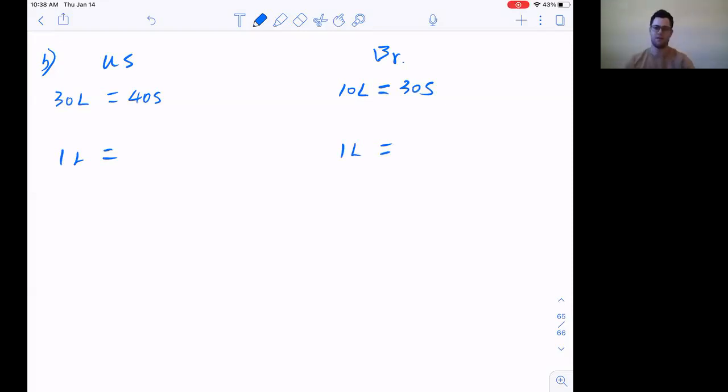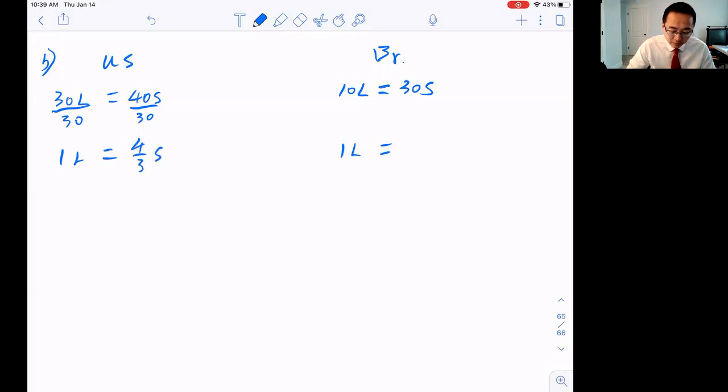Divide the 30L by 30, and then to make sure the equation still stands, you divide the other side by 30 as well. Then you get 1L on this side and 4/3 of a small airplane, or 1.33 small airplanes, on the other. Similarly, for Brazil, you divide both sides by 10, and you get 1L equals 3S. So this tells you that in the US, when we make one large airplane, we give up 4/3 of small airplanes, and in Brazil, when they make one large airplane, they give up 3 small airplanes.